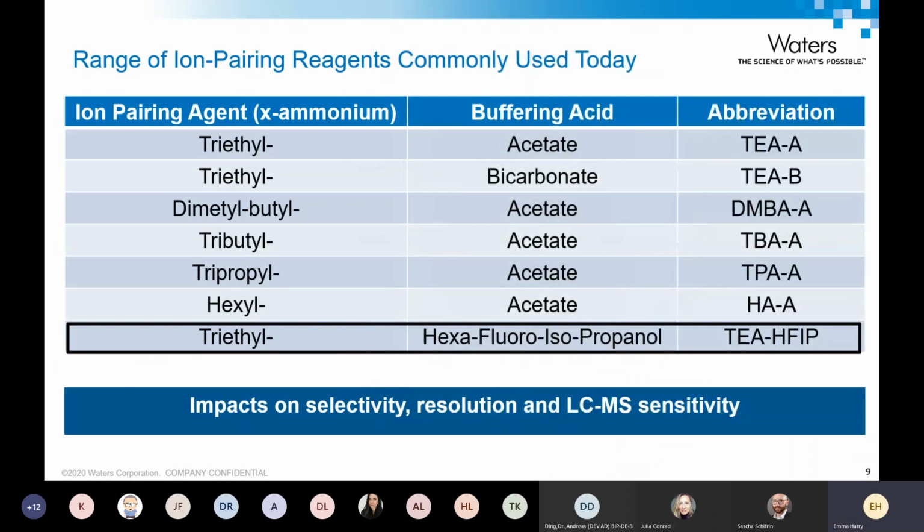We spoke briefly about the cost of these ion pairing reagents. I've just put together a group of commonly used ones. At Waters, we've concentrated on the TEA-HFIP system. And as I said before, we're getting down to 80 millimolar for the HFIP. And we're happy to share some of our validated methods for that.